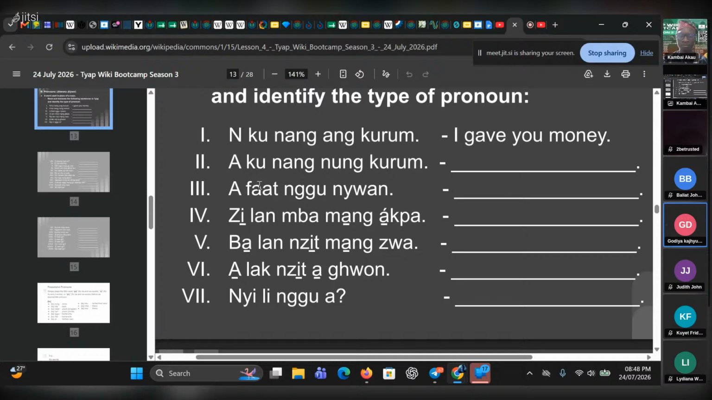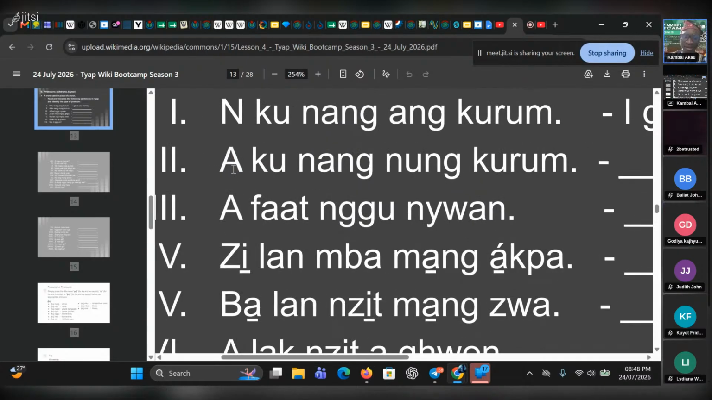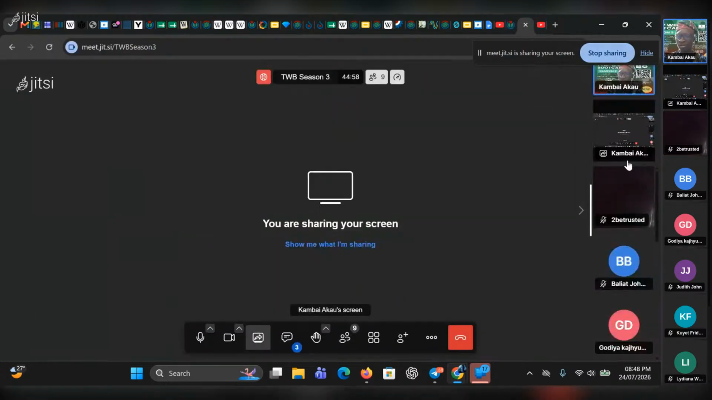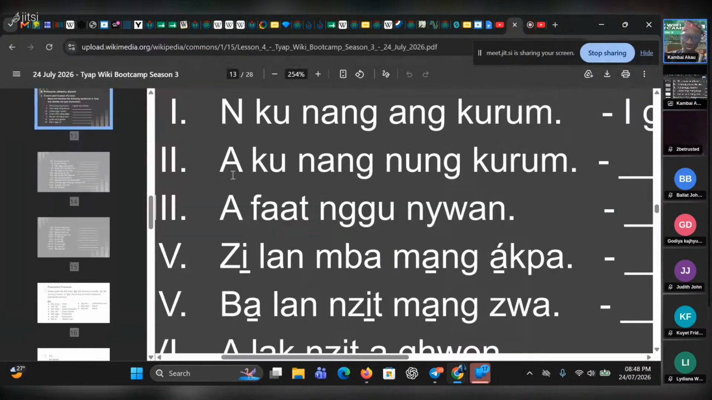Unkunang unkunang ang kurum. I give you money. Okunang nung kurum. I was given money. Now, remember in the last class or the first class, we had an A and then we have an A underlined. Maybe you were not present in the former class. Whenever you have an A without an underline, that is one thing. And whenever you have an A with an underline, that is another. There are two different words entirely and they mean two different things.